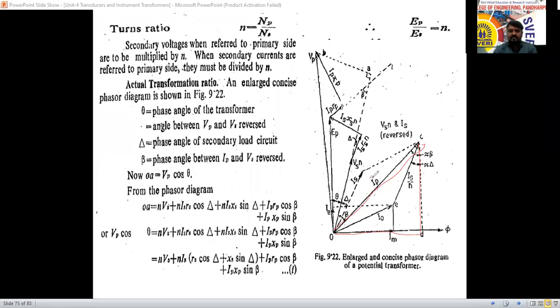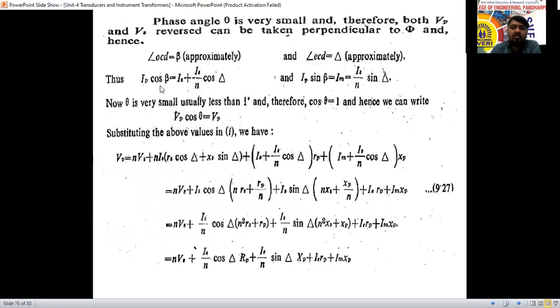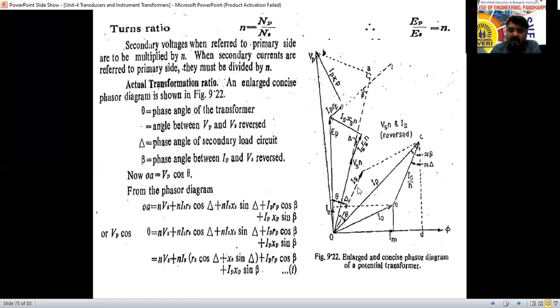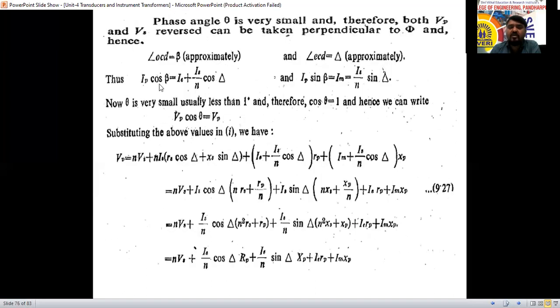Here IP is there, this one we call IP. This one is IE only, and up to here it is IE. This one also we can consider as IE only. Yes or no? So for that reason, we write IP cos beta equals IE plus IS by N cos delta. This IE plus this IS by N, the angle of this one is delta. So that we have written here.